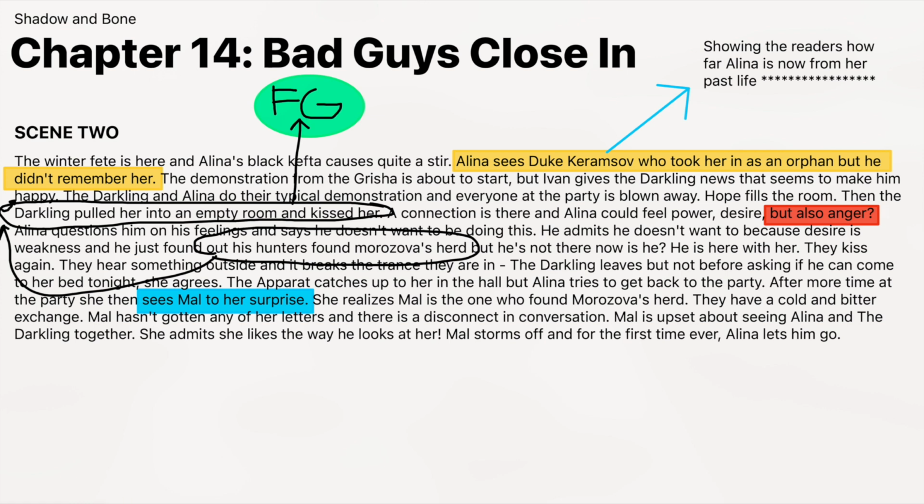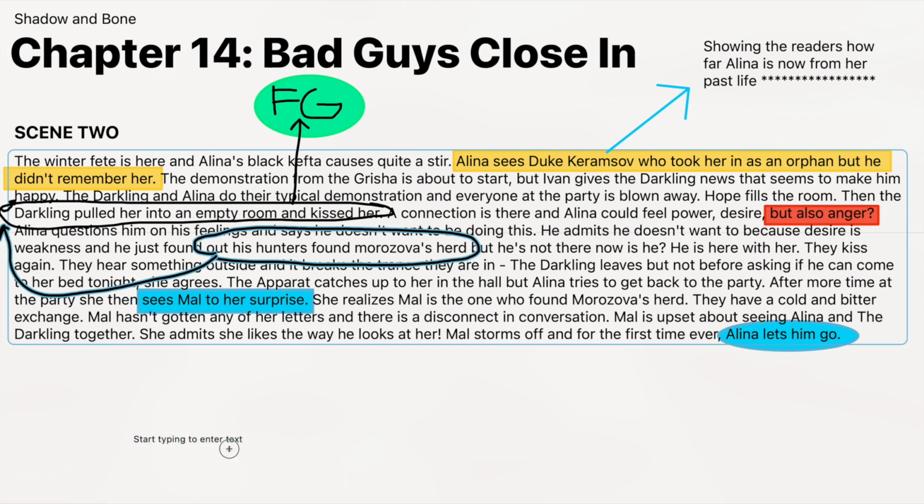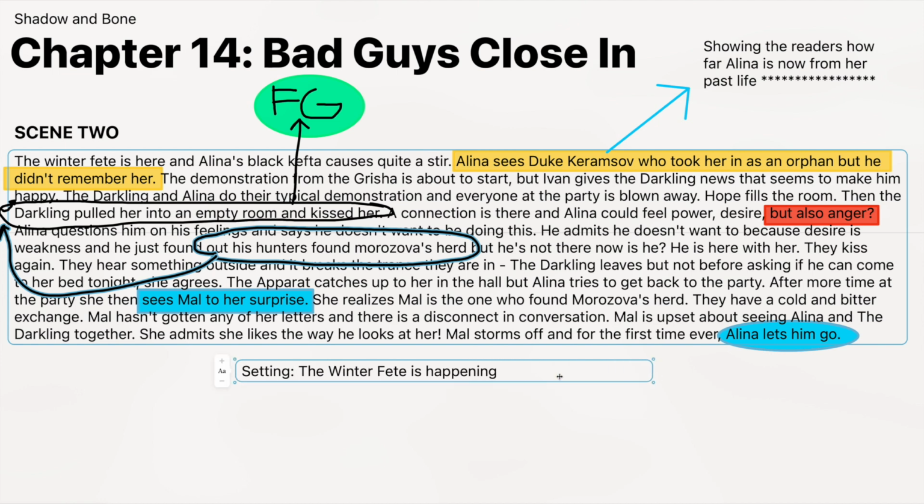And you're probably thinking, why in the heck is this the bad guys close in scene? There's a lot of words on screen, a lot of craziness happening. So let me break down what happened in a bullet point format, and then we'll pull from there. The Winter Fete is happening. That is our backdrop, our setting for this scene. The Winter Fete, which we knew big things were going to happen at, and it does.